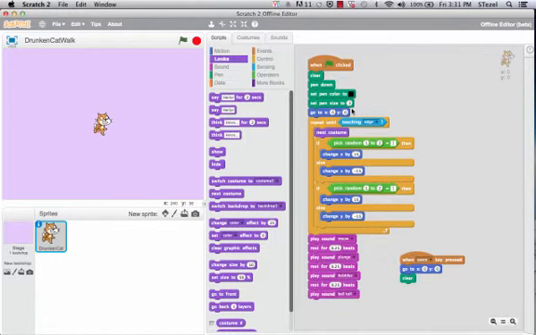Greetings everyone, welcome to another Scratch programming tutorial. In this lesson what we're going to study is a famous mathematical problem called the Drunken Walk.